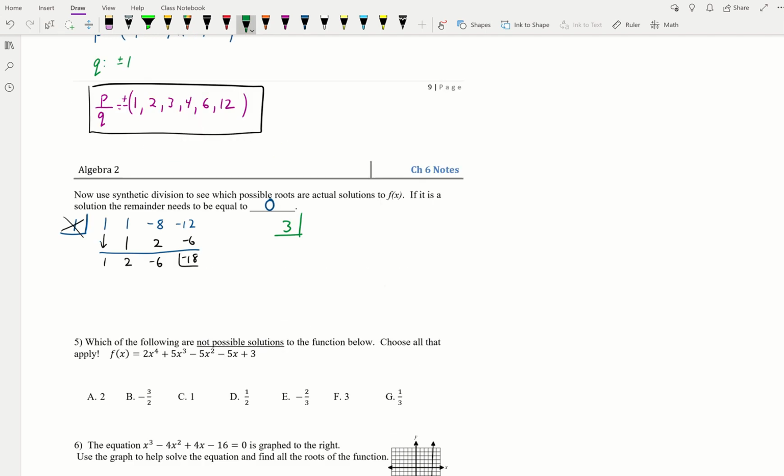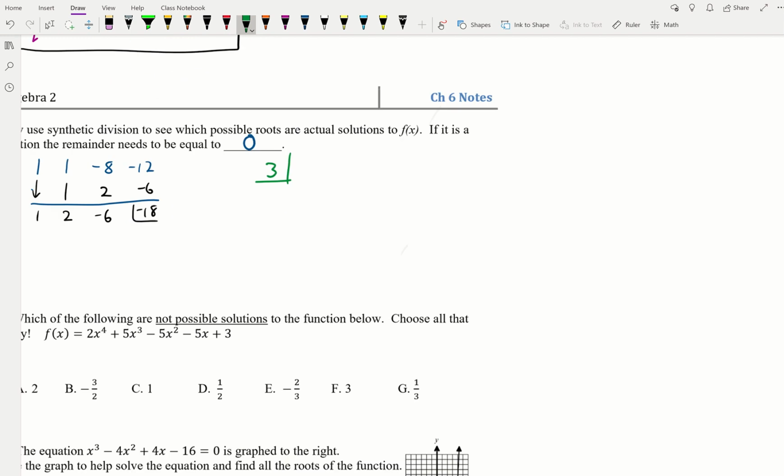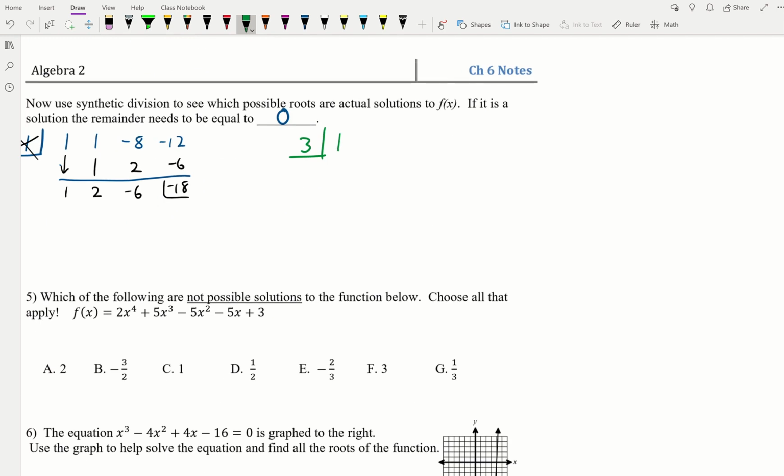So if I chose 3, which is part of our list, and I do synthetic division, I've got 1, 1, -8, -12. I'm going to bring down the 1. 3 times 1 is 3. 1 plus 3 is 4. 3 times 4 is 12. -8 plus 12 is 4. And 3 times 4 is 12. -12 plus 12 is 0. So there is that remainder of 0.